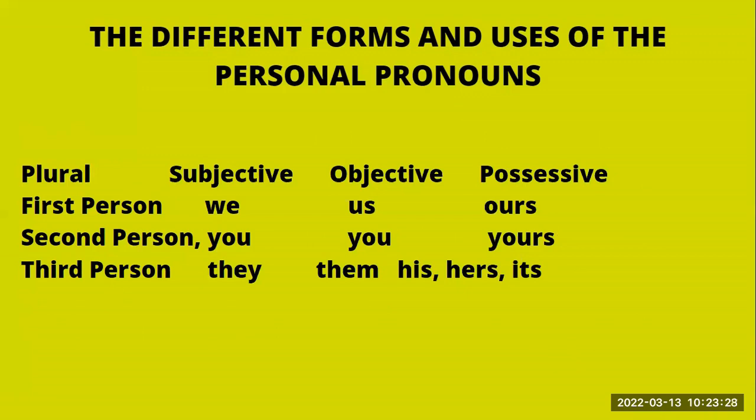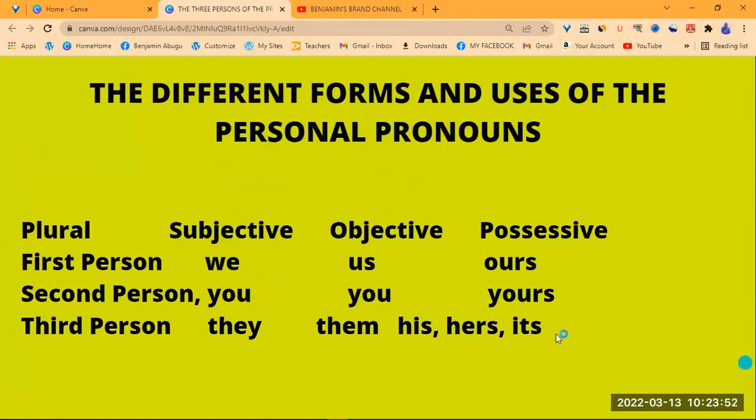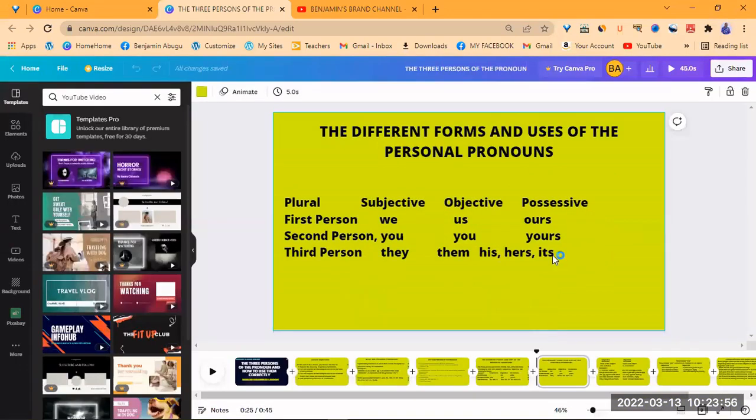Then the second person subjective plural is you, objective plural is you, and possessive plural is yours, all right? Then the third person subjective plural is they, while the objective plural is them, and the possessive plural is theirs, all right? So that is exactly the way it is. Okay, so let's make some adjustments here.